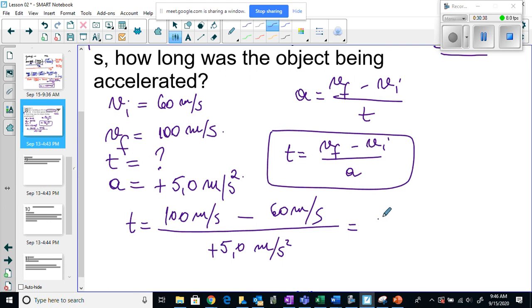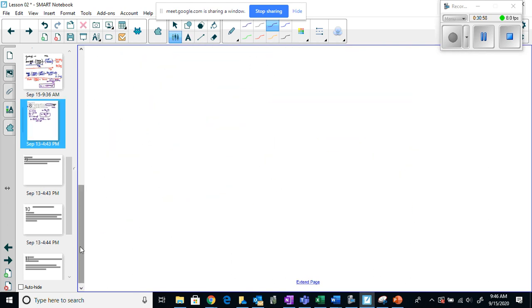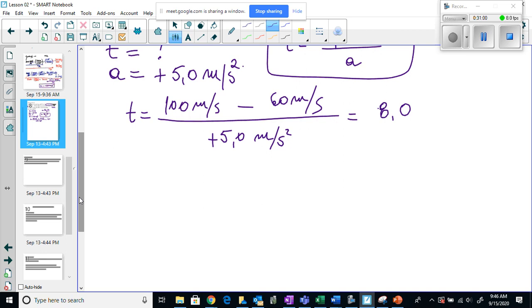So this will be 8.0. Why 8.0? Because we are considering the significant digits, which in this case the lowest one is 2. So this is how the answer will be recorded. But let's take a look at why we are ending up with seconds here. So this is seconds, but why are we ending up with seconds?